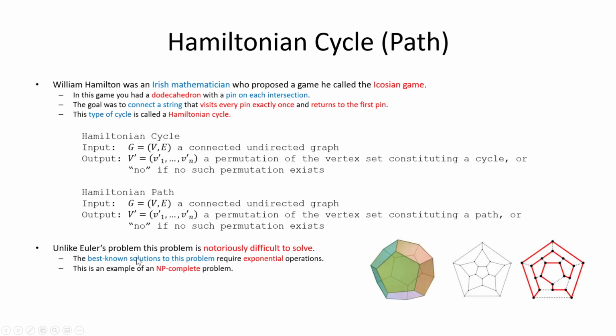And that's because our best known solution is exponential time. These two problems are examples of what we call NP-complete problems. And for an NP-complete problem, our best known solutions are exponential time. So these are actually hard problems compared to our Euler path and Euler cycle problem, which is actually fairly easy. Okay, however, for a small graph like this, it's not too hard.